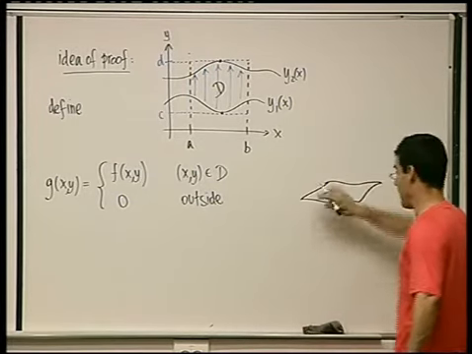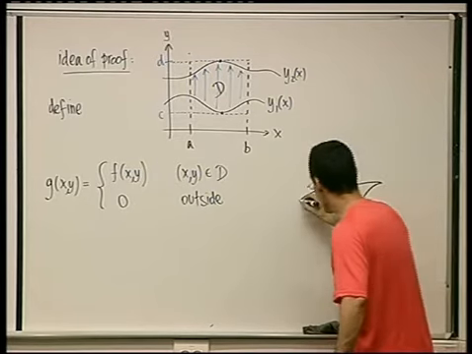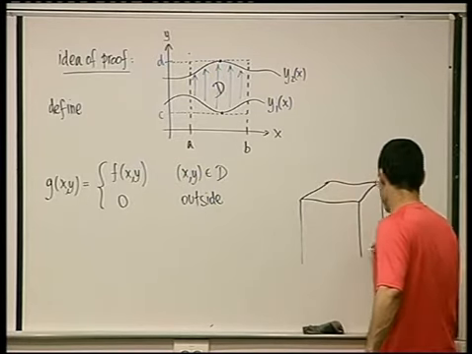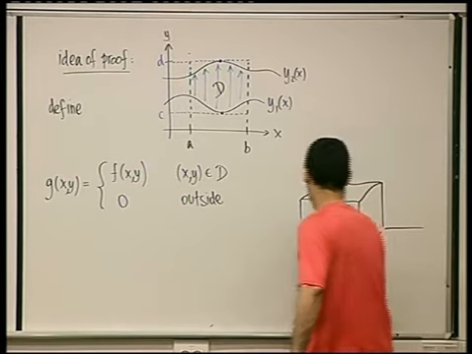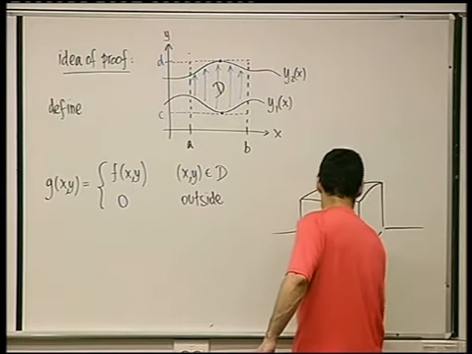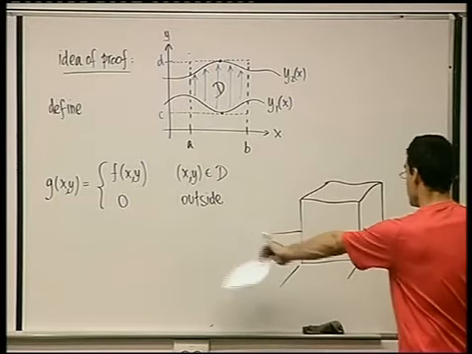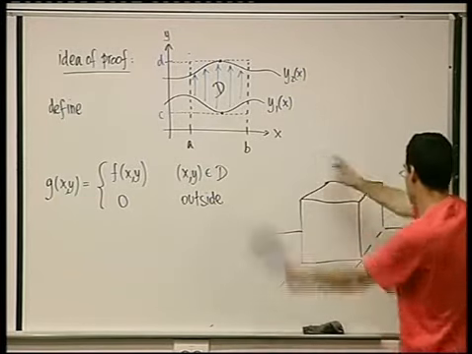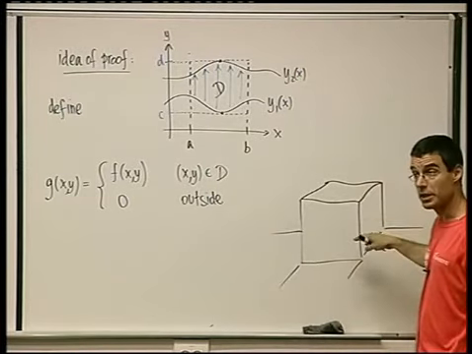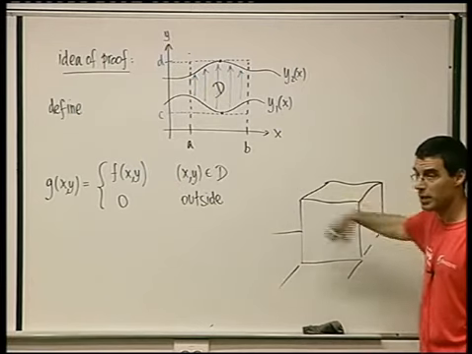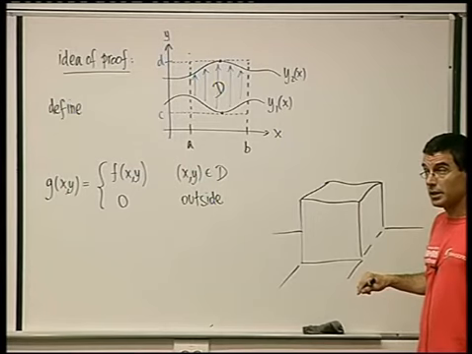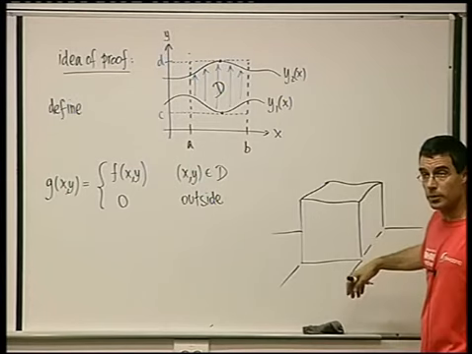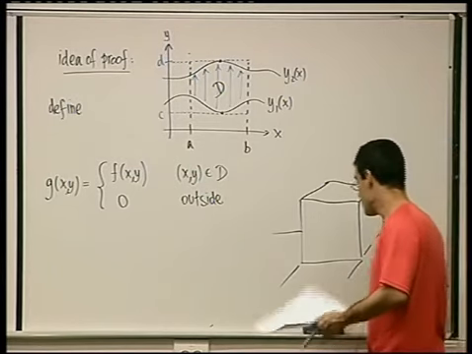This was the graph of F defined over D, and then the graph of G is just 0 outside, 0 everywhere else. So the graph of G is 0, and then the graph of F up here. Do you agree? Does everybody see the picture? Do you understand why I'm saying that's what the graph looks like? So G is not continuous, right? It has these crazy jumps. Okay, so G is not continuous.